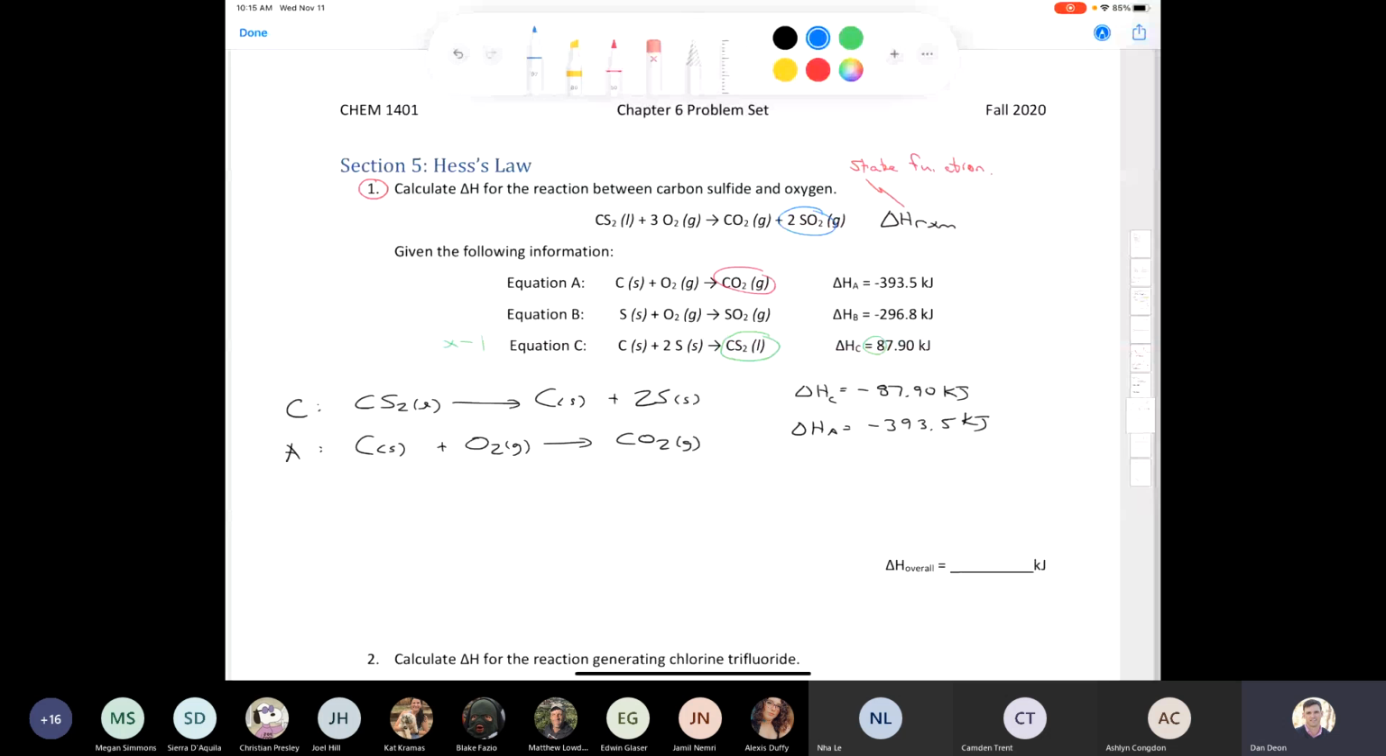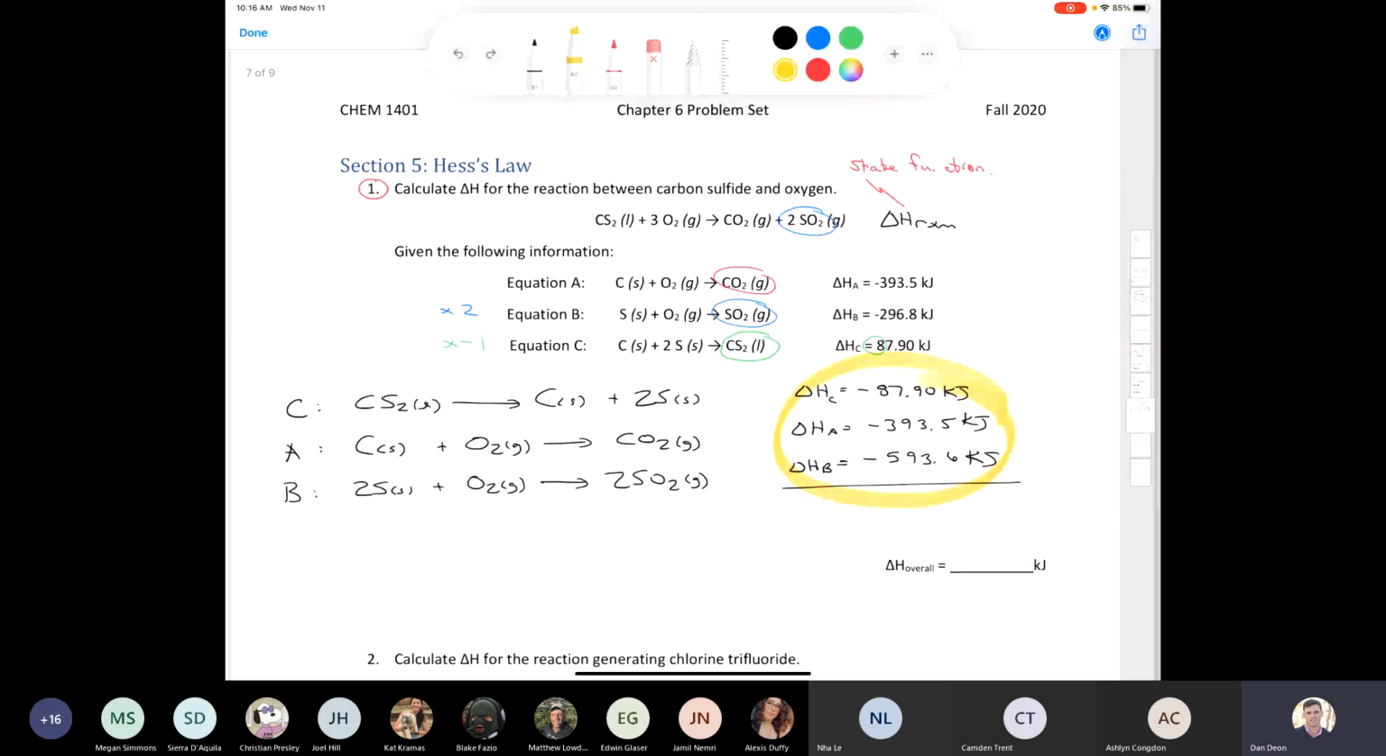The only place I see sulfur dioxide is here, but there's only 1 mole of it, so I'm going to multiply equation B by 2. Let's do that. So now I have 2 moles of sulfur in the solid phase plus oxygen gives me 2 moles of SO2 gas. Delta H B, I have to multiply negative 296.8 by 2, so that gives me negative 593.6 kilojoules.